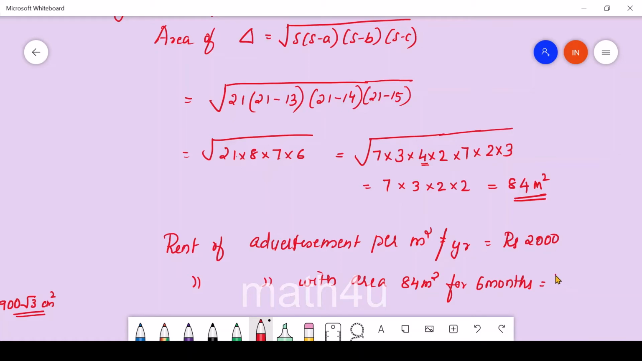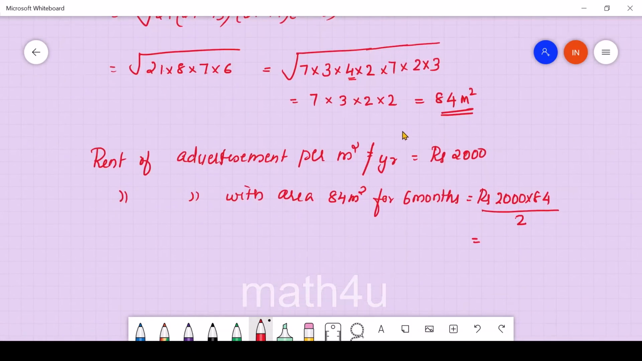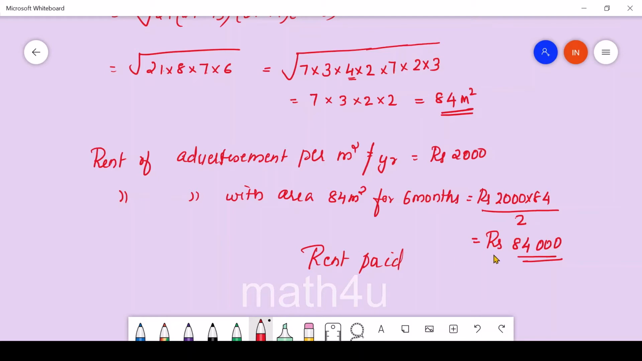So what should you do? That is rupees 2000 multiplied with 84 divided by 12. Because this is for 1 year. We have to find out for, sorry, not by 12, by 2. Because 1 year means 12 months. So 6 means you have to take the half. I hope you got it. So this will be equal to rupees 84,000. So how much rent should they pay? Rent paid by the company will be equal to rupees 84,000.